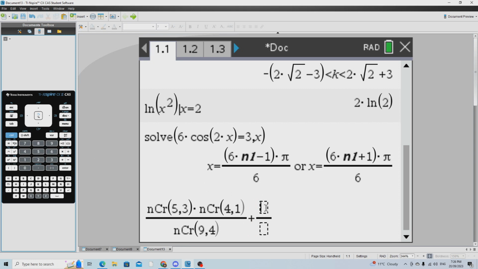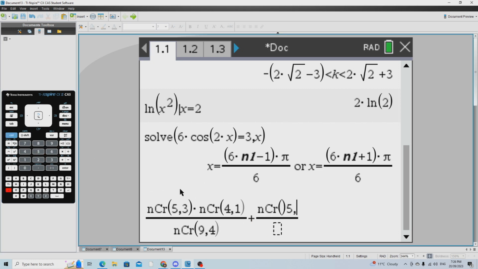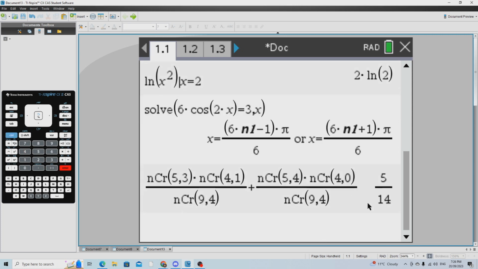And same thing, so here would be 5, 4. Oops. 5, 4 times 4, 0. And 9, 4. And that gives you 5 over 14.